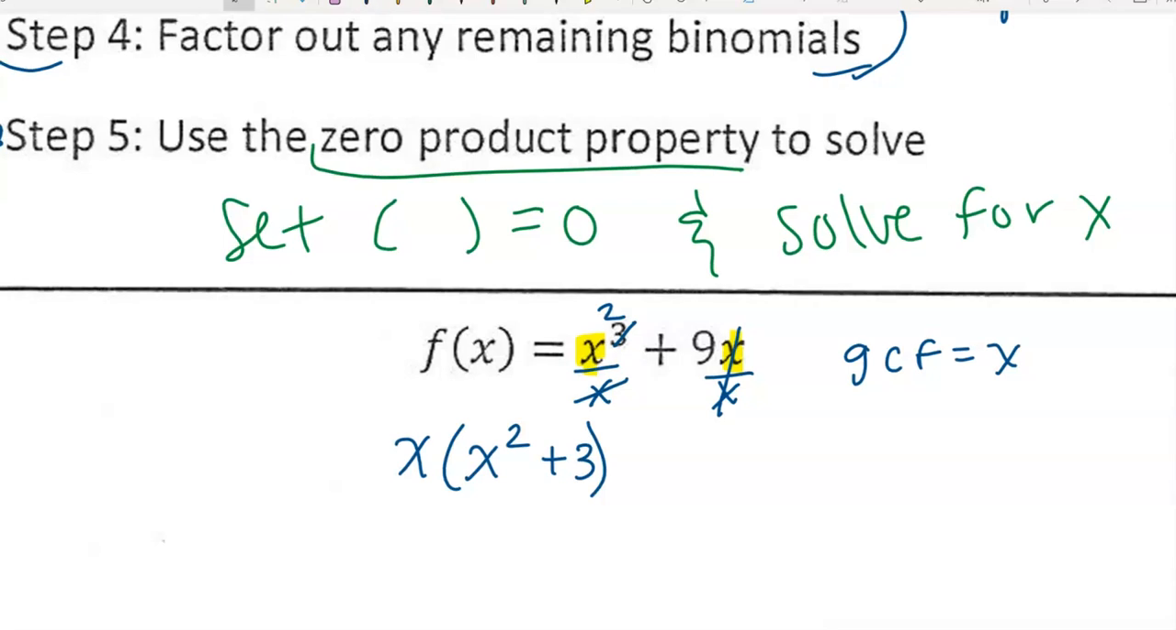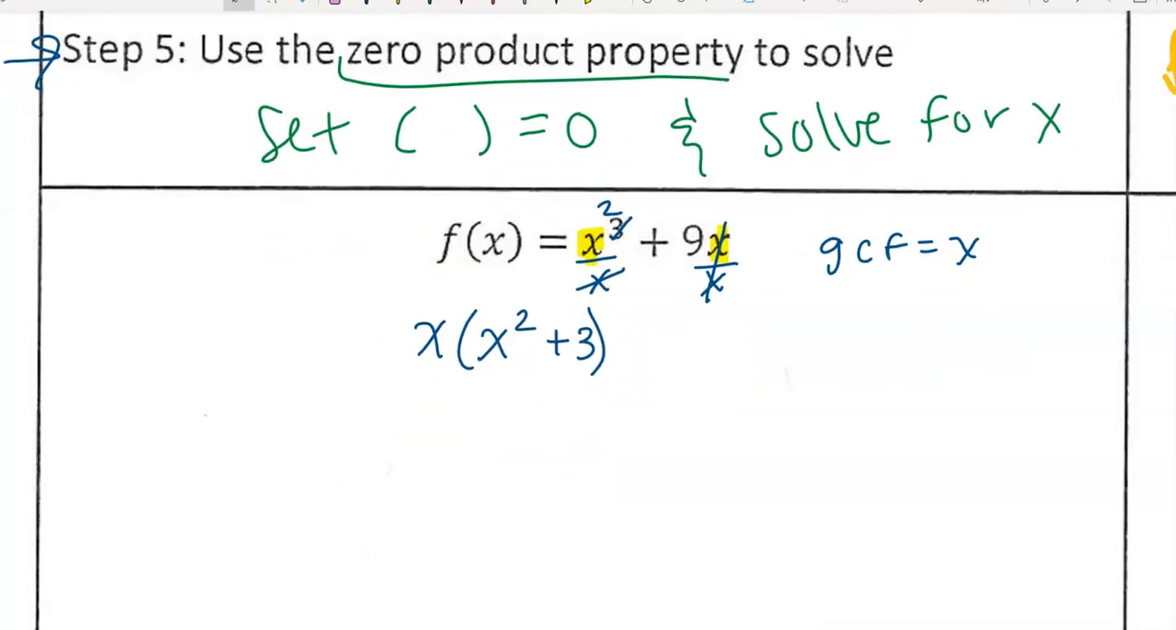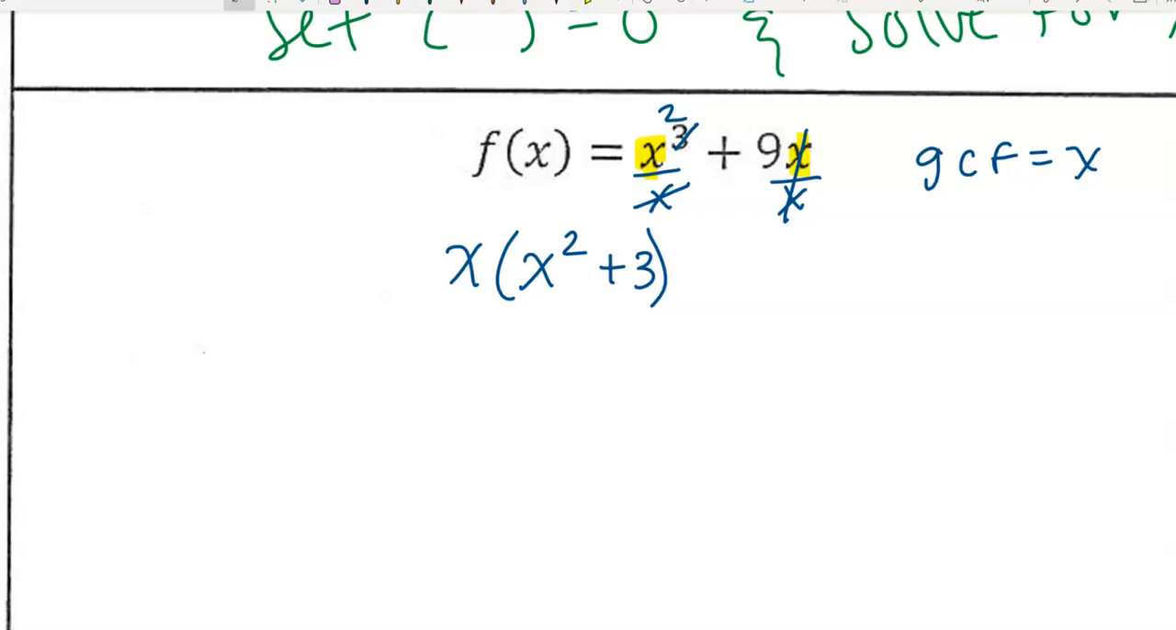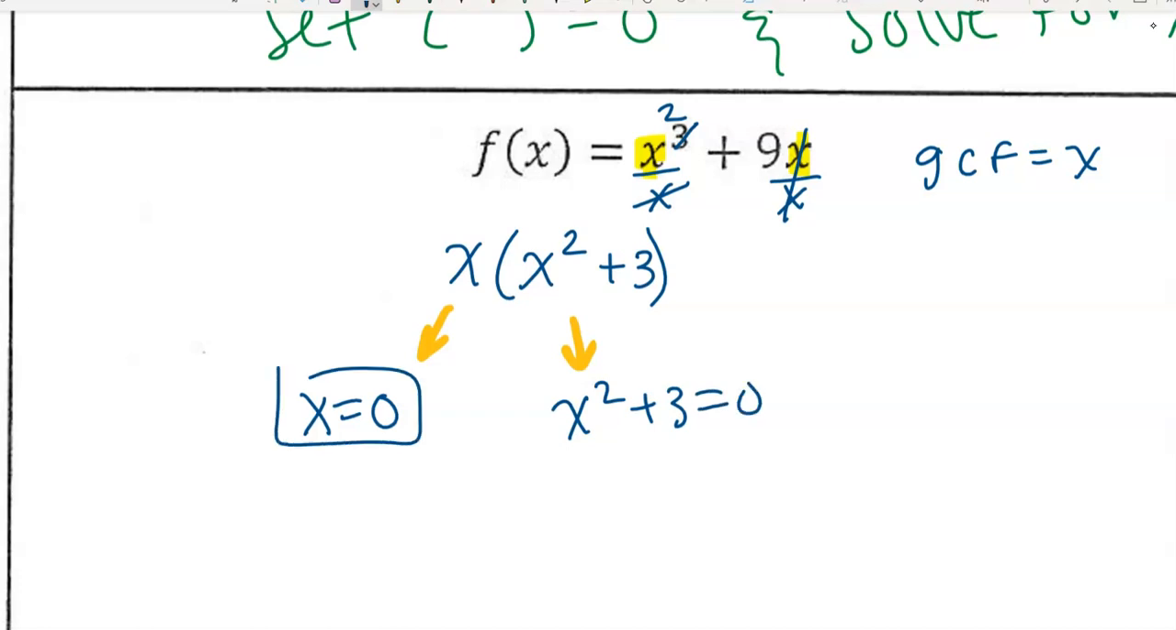Now, moving on to our next step, step 4, use the zero product property to solve. And again, that's set the parentheses equal to 0 and solve for x. Now here we do have an x in front, and we will set that equal to 0 as well. So x equals 0 and x squared plus 3 equals 0. This x equals 0 is already solved. We know one of our roots is at 0, at the origin.